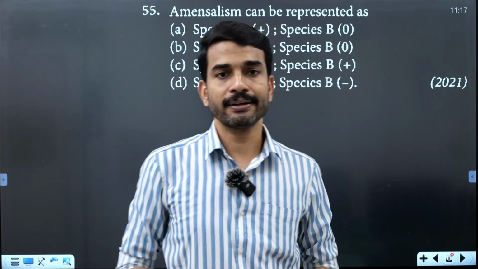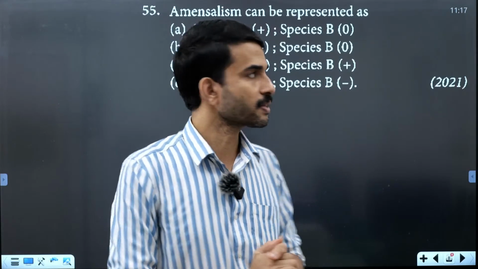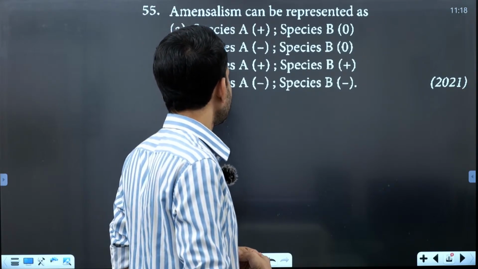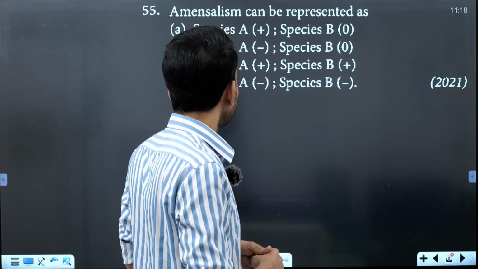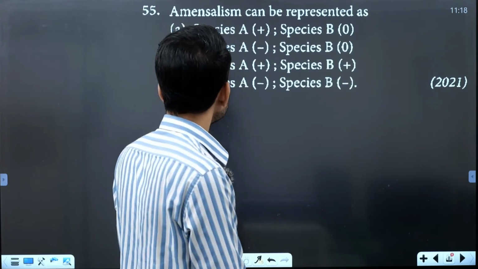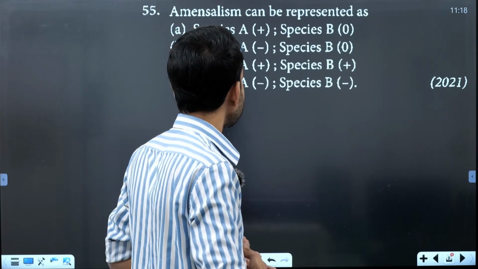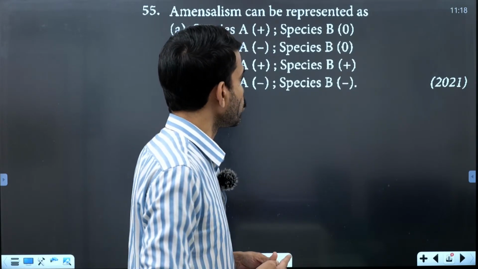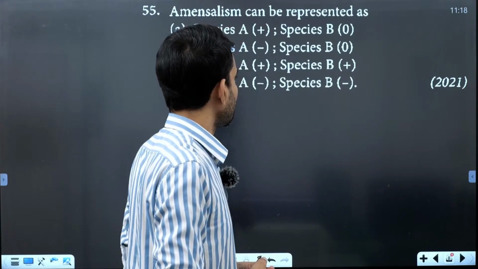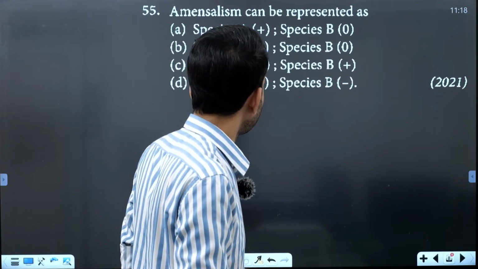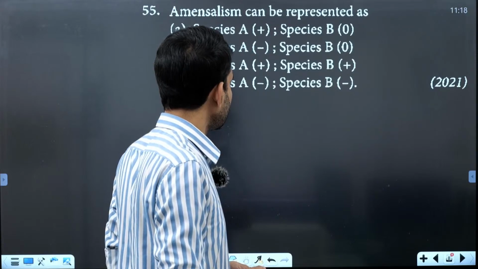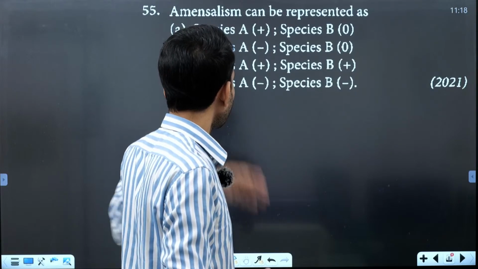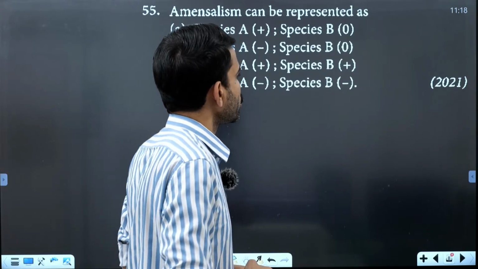Amensalism, already we mentioned that term, right? About that interaction we discussed already. Amensalism can be represented as... So here we have two species, species A, then species B. There are 4 options also, so we'll just check it. Option A, species A with the beneficial effect, species B with the neutral effect. Option B, species A with the negative effect, species B neutral. Option C, species A beneficial, species B also beneficial. Option D, species A negative, species B negative.